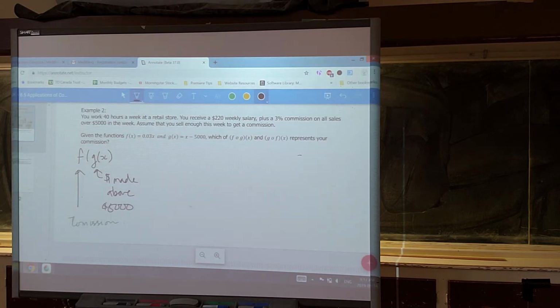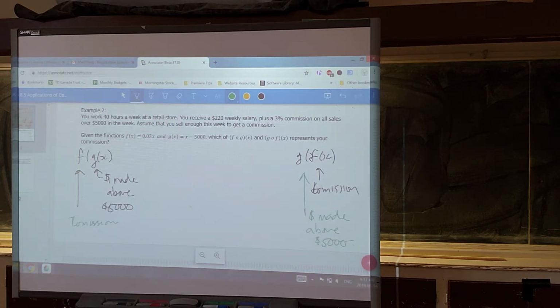So we have g of f of x, which is you get commission first, and then you calculate how much of that is above 5,000. That doesn't make much sense. You get what I'm saying? So even just from a reading comprehension standpoint, one does not make sense.